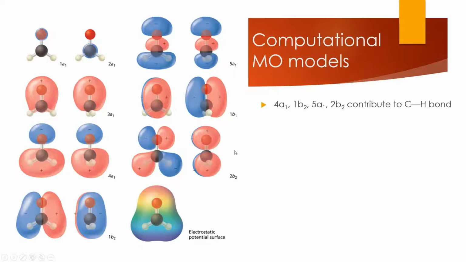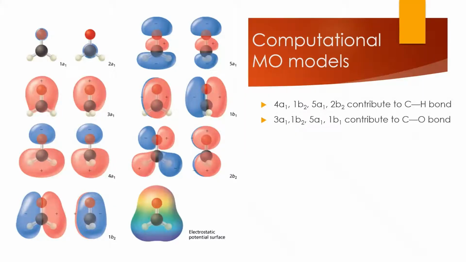Now, for carbon and oxygen, it's a different set of molecular orbitals. Some of them are the same and some are different. So the 3A1 contributes electron density between the carbon and oxygen. The 4A1 does not. We have a node. The 1B2 does. We see essentially a pi bond between carbon and oxygen here. The 5A1 also contributes. We have bonding density here between the orbitals. This is like 2pz orbitals here. And the 1B1 does as well, where the 2B1, again, we have a node. So the 3A1, 1B2, 5A1, and 1B1 contribute to the CO bond.